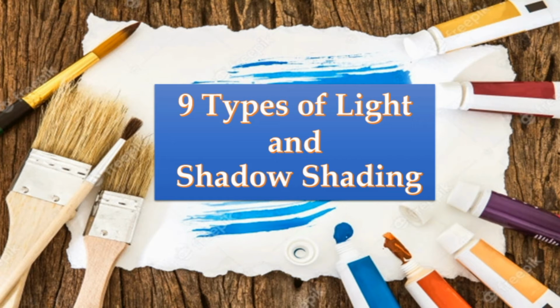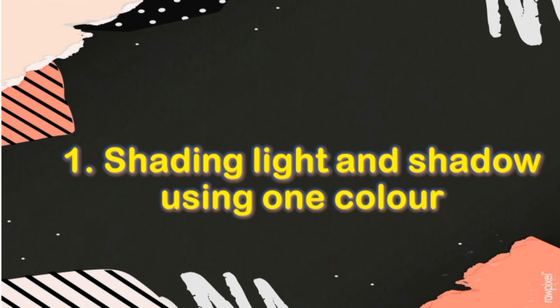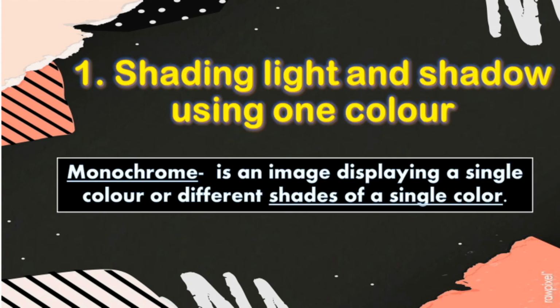Now let's proceed with the 9 types of light and shadow shading. Let's begin with number 1. Number 1, shading light and shadow using one color. Or in other words, we can call this monochrome. A monochrome is an image displaying a single color or different shades of a single color, emphasizing the light and shadow shading.